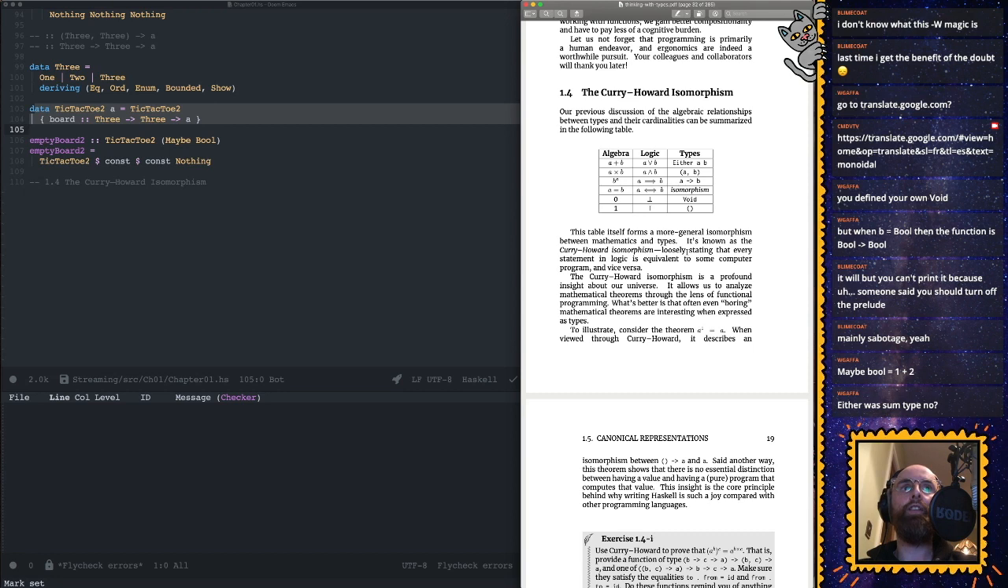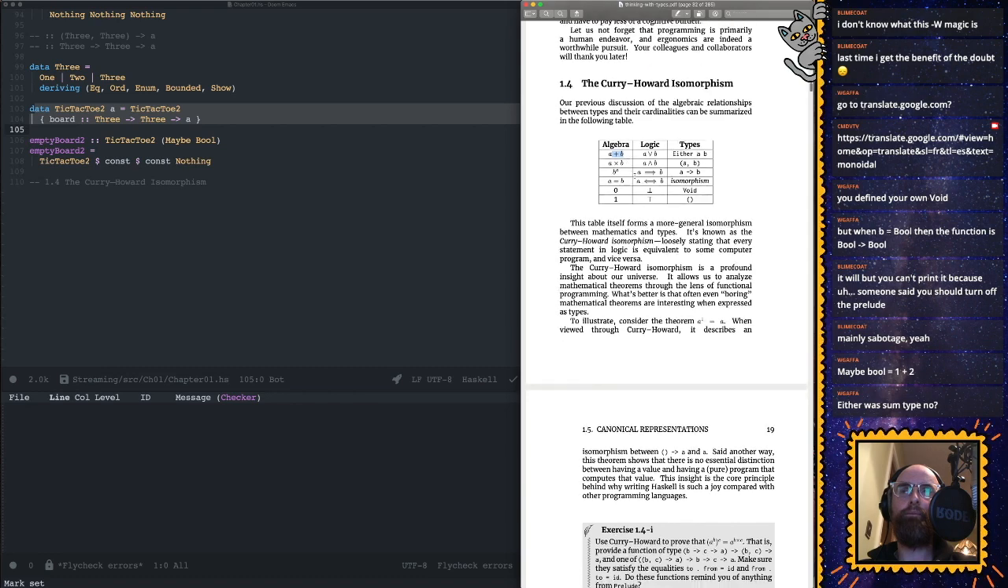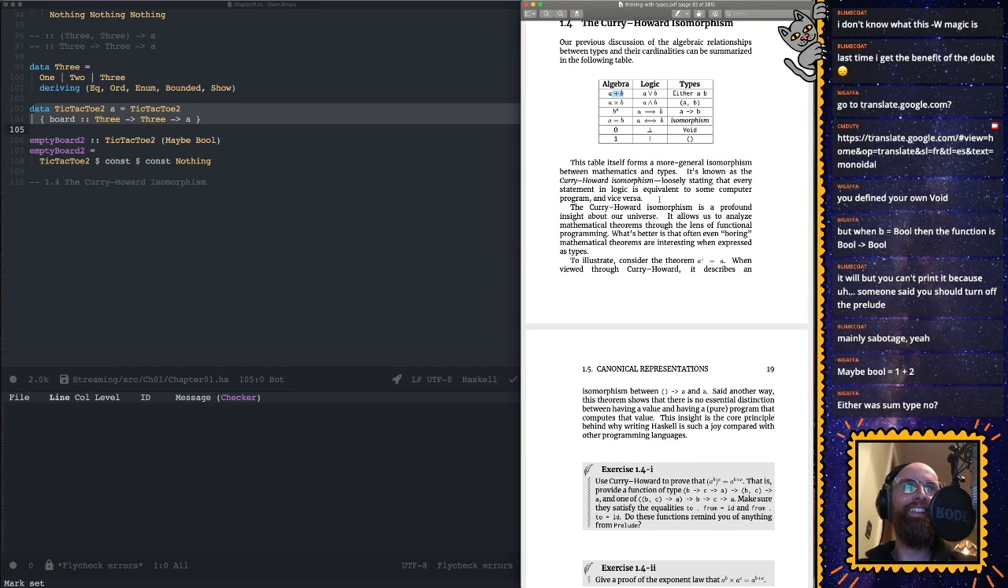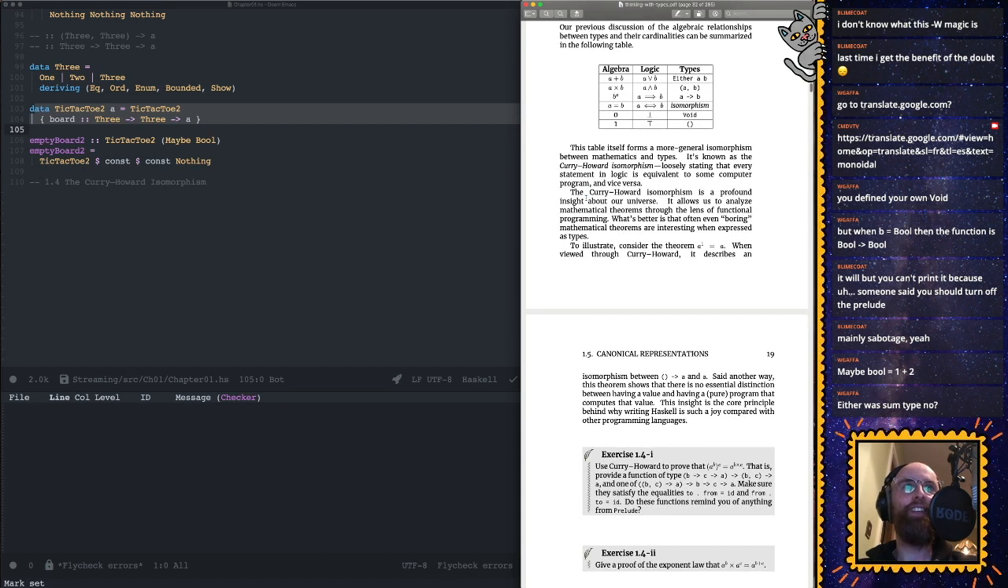Cool. So this table itself forms a more general isomorphism between mathematics and types. It's known as the Curry-Howard isomorphism, loosely stating that every statement in logic is equivalent to some computer program and vice versa. Oh, okay, so this is like making a connection between maths and computers, I guess. So it's saying that whatever you do in here has an underlying logic and an algebra to it. I'm glad I'm reading it out, because if I have to explain this from scratch, there'd be trouble. So the Curry-Howard isomorphism is a profound insight about our universe, the whole universe.